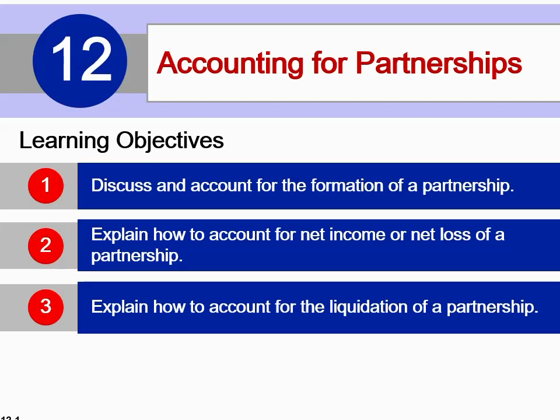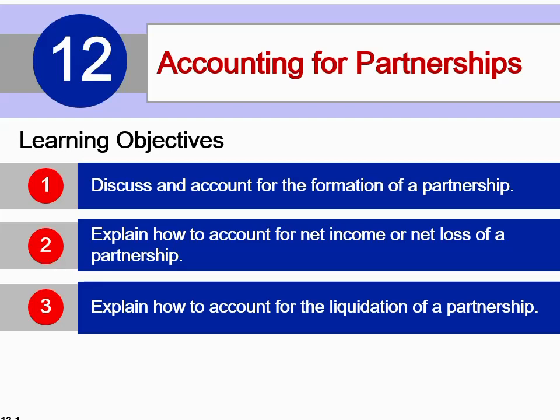Today we will continue where we stopped in our previous discussion of chapter number 12, which is accounting for partnership. We have discussed learning objective number 1, in which we talked about what a partnership is and how we account for the formation of a partnership. Then we also concluded learning objective number 2, which was about net income or net losses of the partnership.